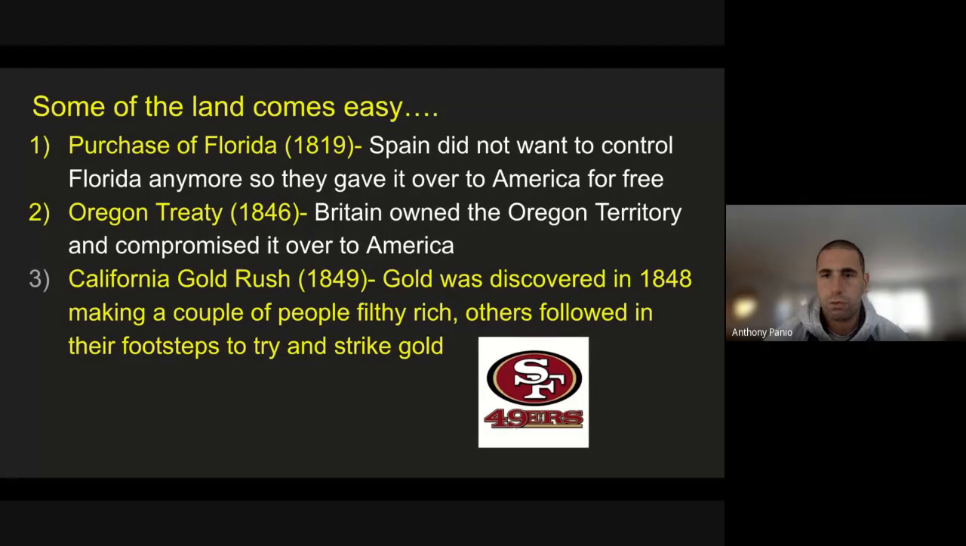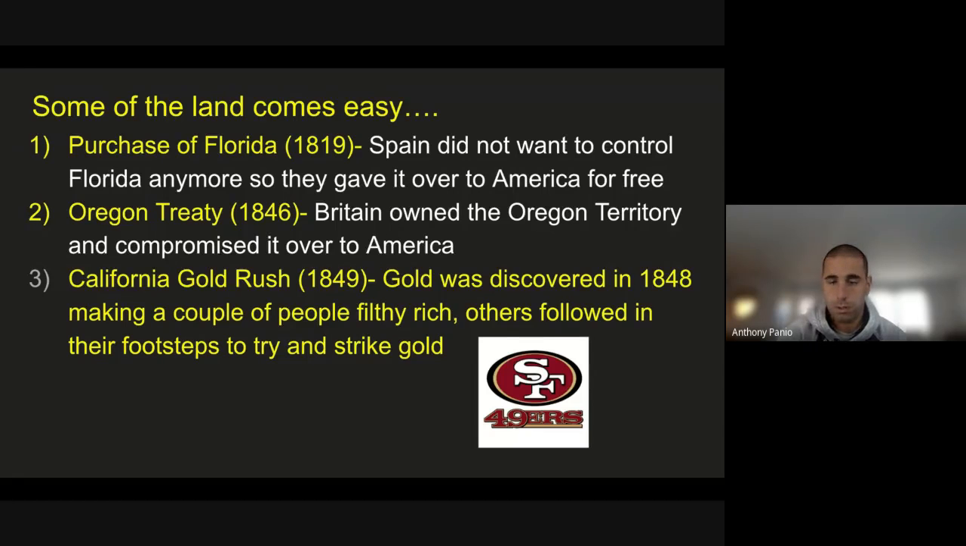So the California Gold Rush is a term which was basically when we get California, which we'll learn how tomorrow. Gold was discovered in 1848. So this made those particular groups of people filthy rich. Obviously, if you found gold at this time, you struck gold, it's called, you made a lot of money. So this word kind of got around, and others followed in their footsteps to strike gold as well.